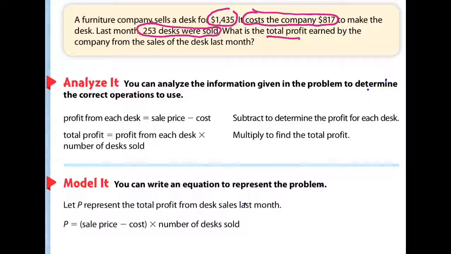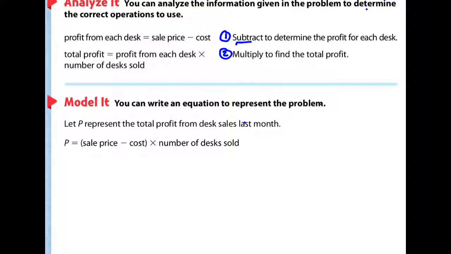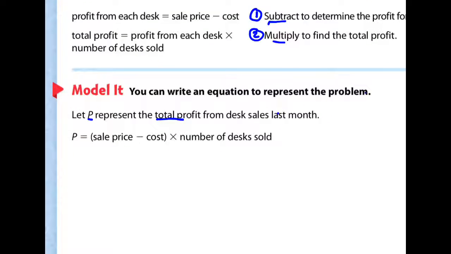So think of this as step 1. Subtract to find the profit for one desk. Step 2, multiply that profit by the number of desks you sold. So this is a two-step problem. Now, the model it is going to write an equation to show those two steps, the subtract and the multiply. Now, remember, you have to subtract first, right? So, this says let P represent the total profit from the desk sales last month. So, notice here they have P, total profit, equals sales price minus cost times the number of desks sold.